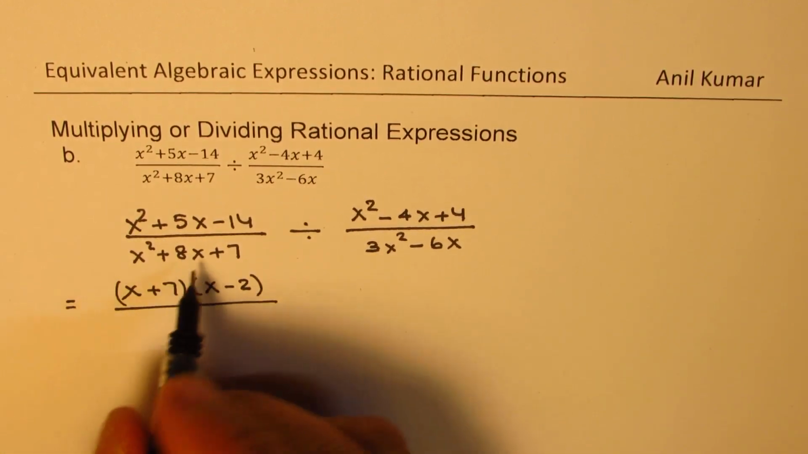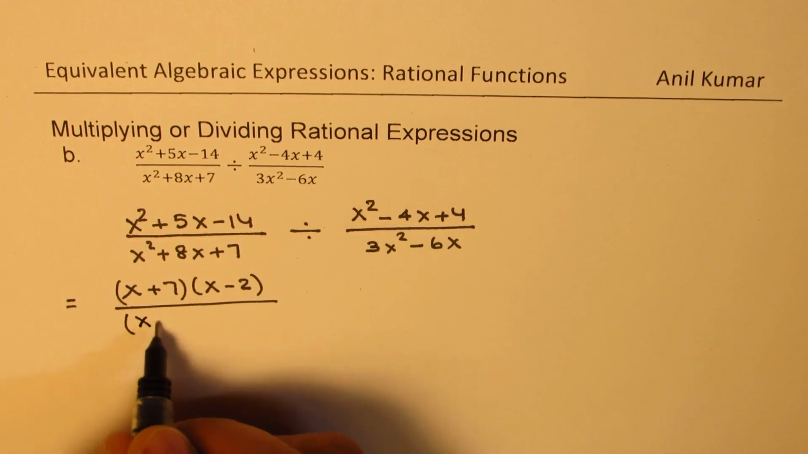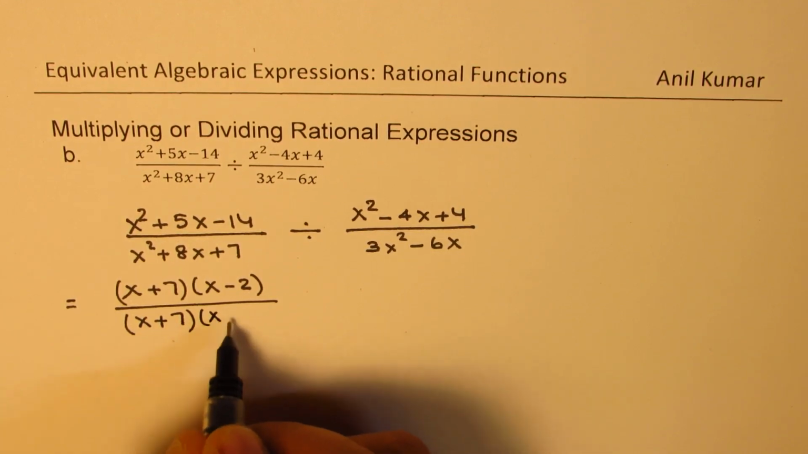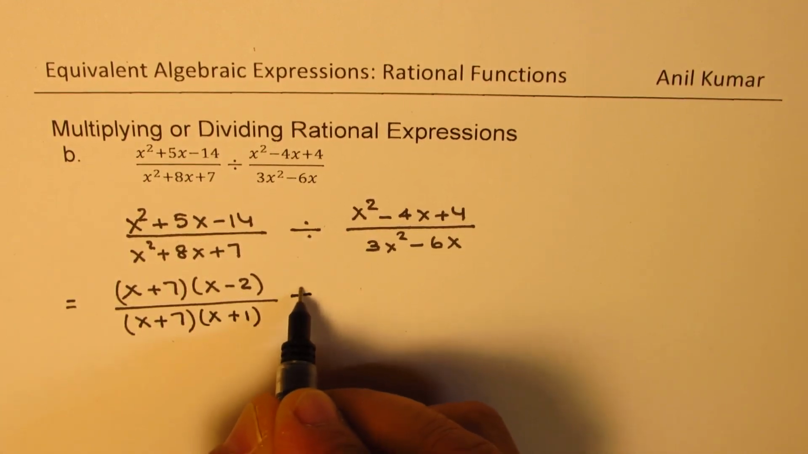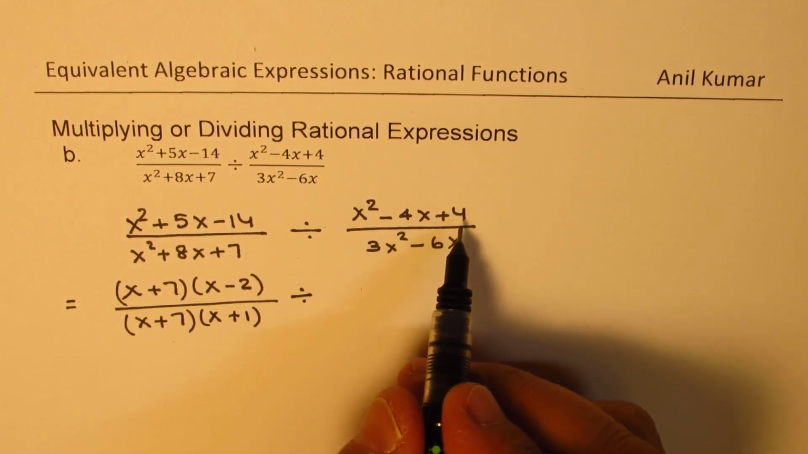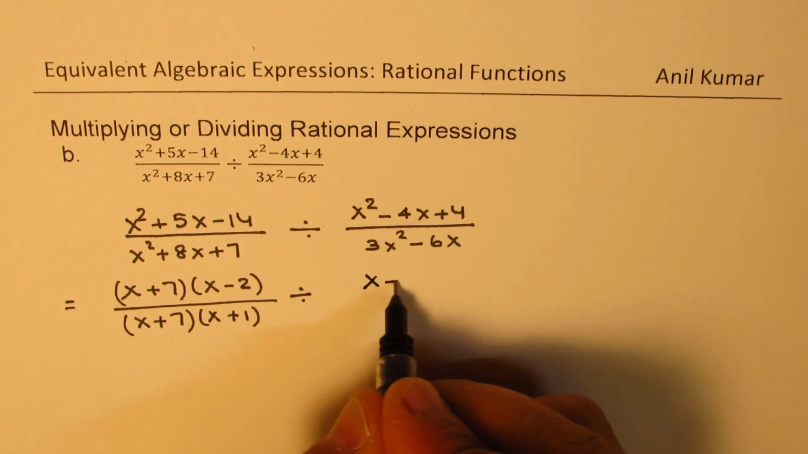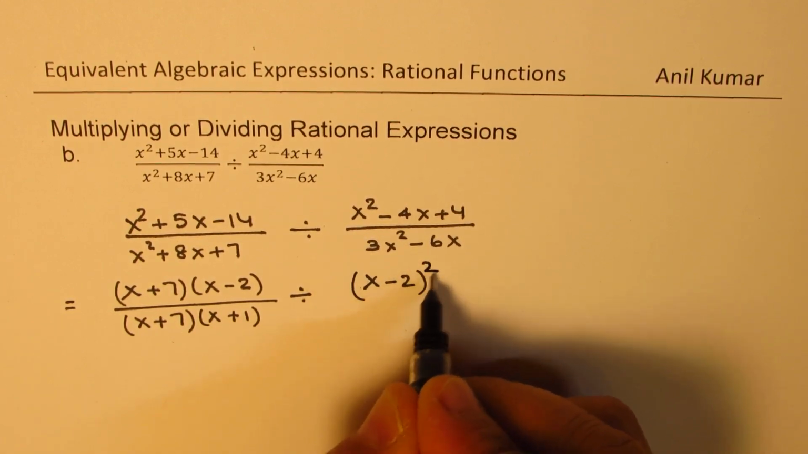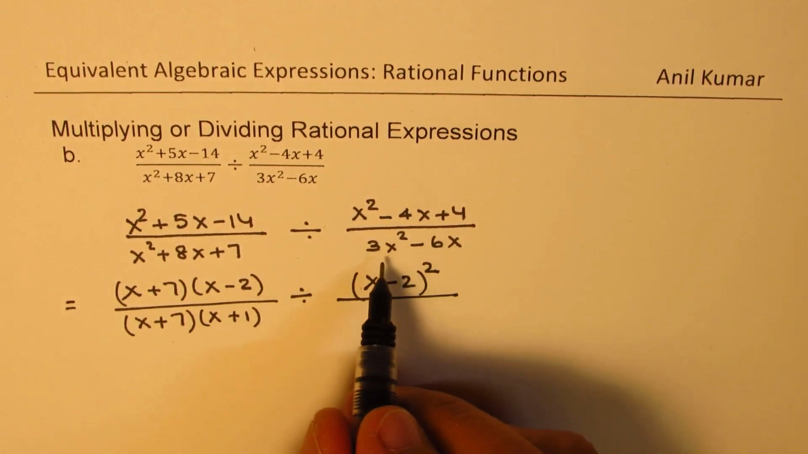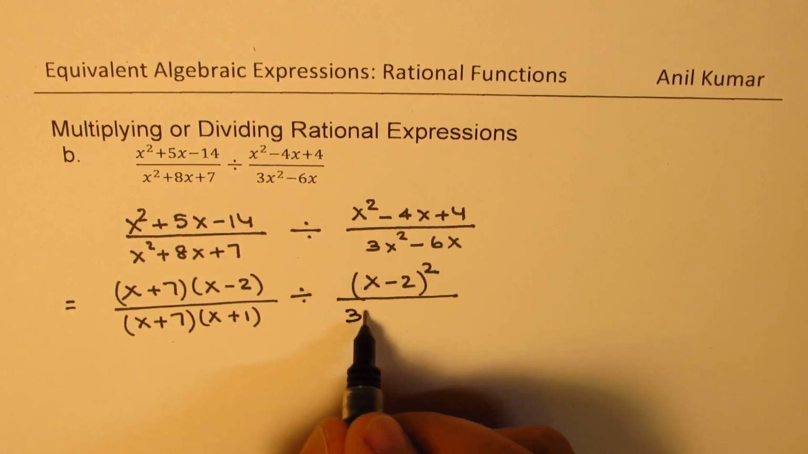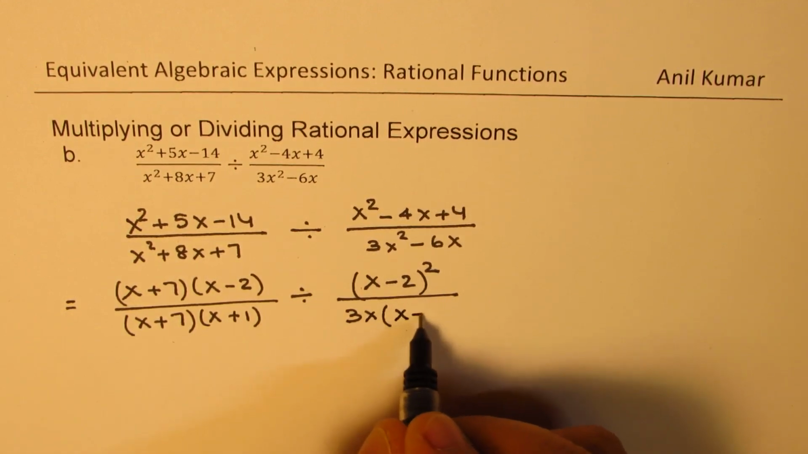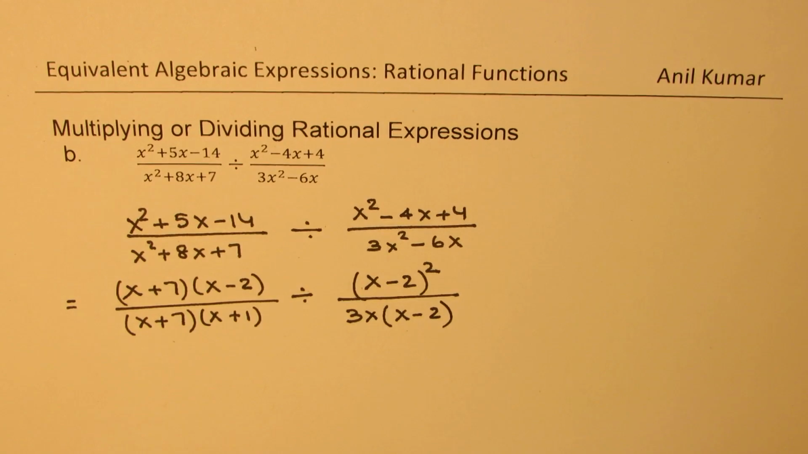7, positive 8. 7 and 1, right? So x plus 7 times x plus 1 divided by 4. 2 times 2. So it's a perfect square, right? So x minus 2 whole square over 3x is common here. You're left with x minus 2, right?